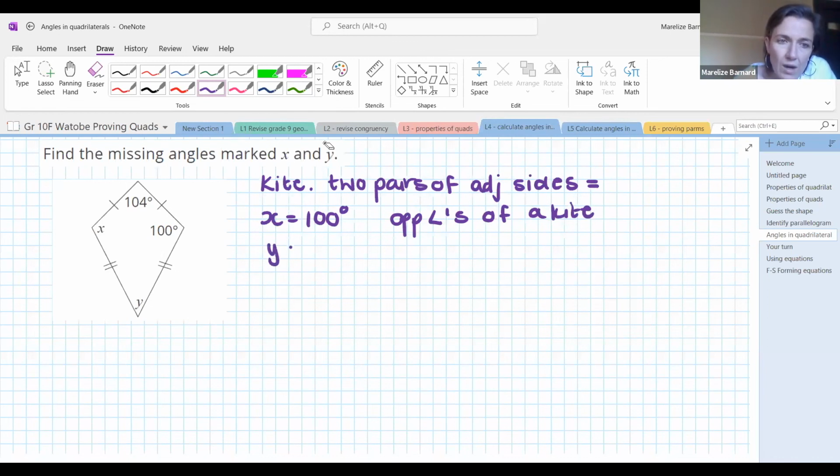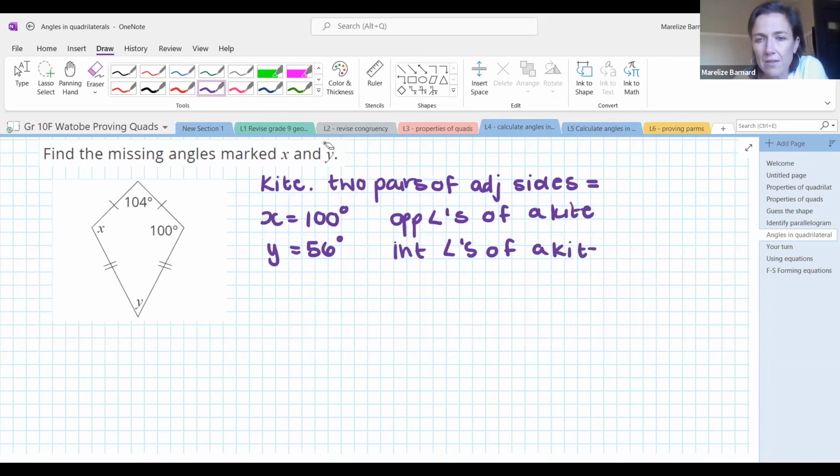And then Y is going to be 360 minus 100 minus 100 minus 104. And that is 56. And the reason there is interior angles of a kite.